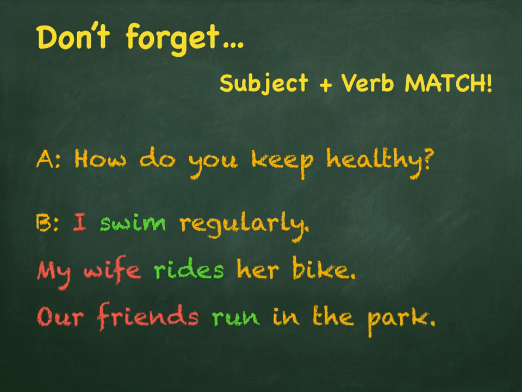This is the same topic, subject and verb match. These are all general verbs about habits, things we do regularly. So, I swim is no problem, but be careful, don't miss the S on rides. My wife, one person, rides. But there is no S when the subject is plural, more than one person or thing. You need to remember this when writing and speaking in the present tense.